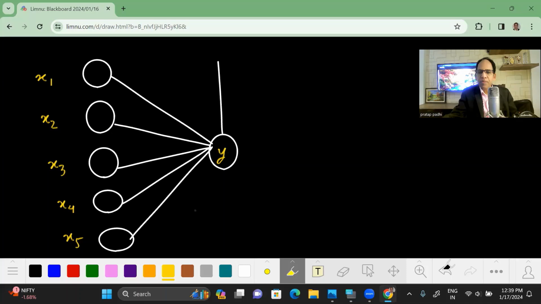Let me write the mathematical formula. Before that, let me write what x1 is here. Okay, let me erase, I don't have space here. So I erased everything. Just remember, I have written 5 variables x1 to x5. The first one I can write here is, suppose, age. The second one is income. The third one is gender. The fourth one is genetics, and income.